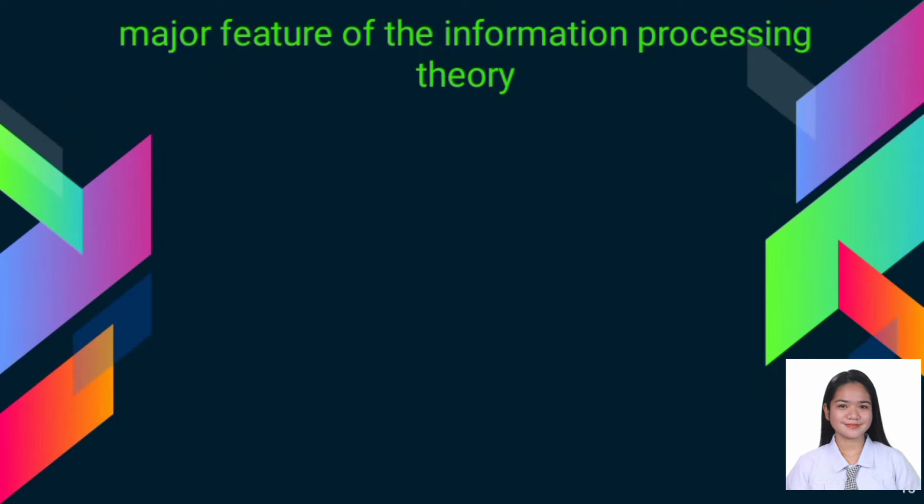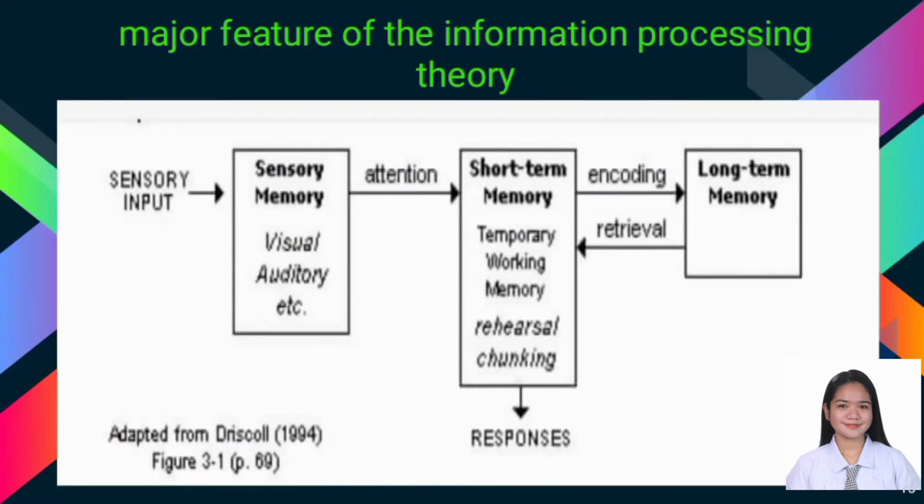So let's move on to the major features of information processing theory. This is the illustration of the cognitive information process memory model. This is not one single theory but a generic term used to describe all the perspectives that focus on our cognitive processes such as attention, perception, encoding, storage, and retrieval of knowledge.